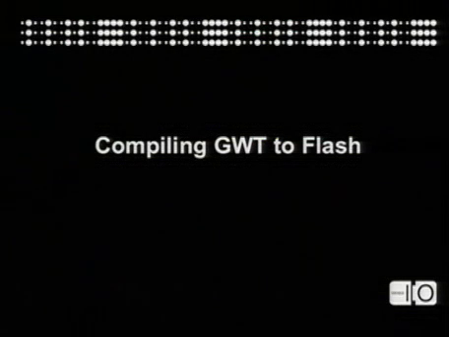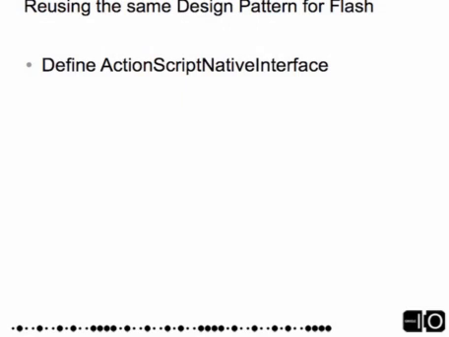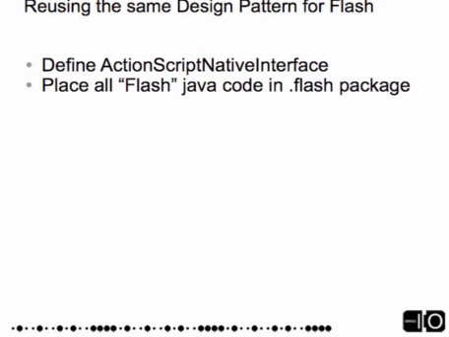Now, how can we write Flash code in GWT? I think a lot of people are maybe interested in doing this. We can use the same design pattern that I just showed you for Android to do this for Flash. We'll define an ActionScript native interface. It's still an RPC model. And we'll place all of the native Flash code, the stuff that we only want to compile and run inside of the Flash VM, in a special .flash package.